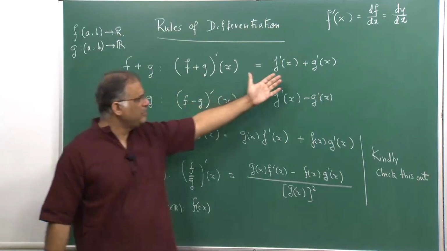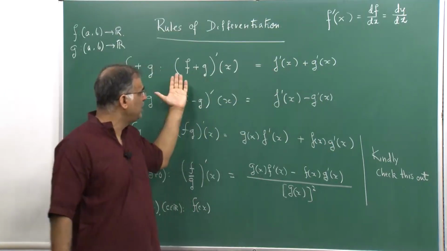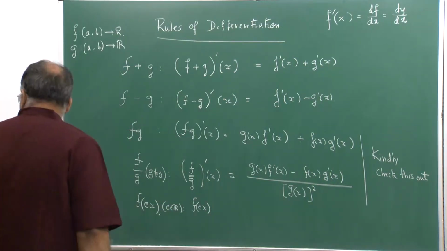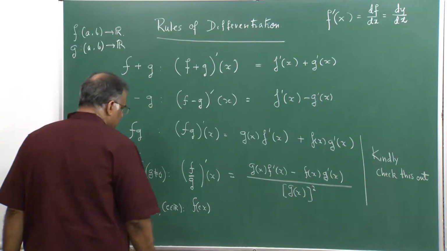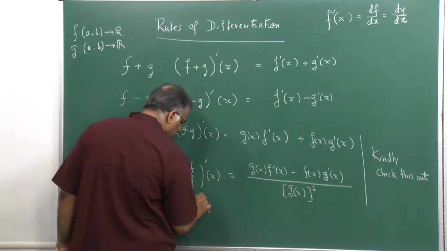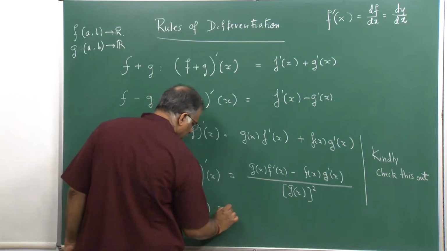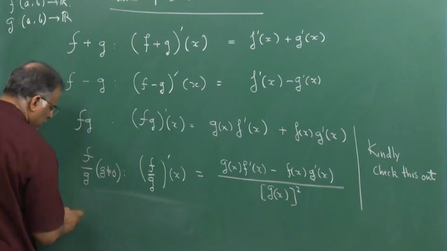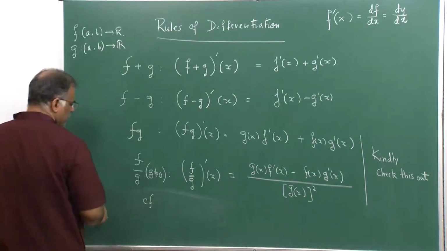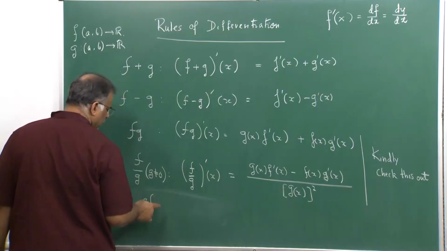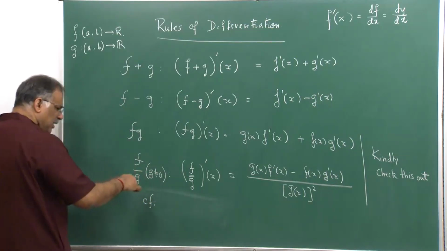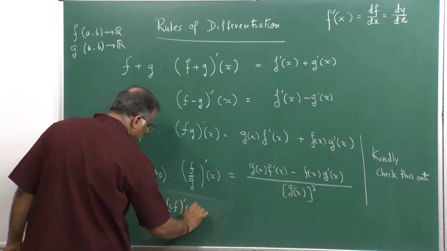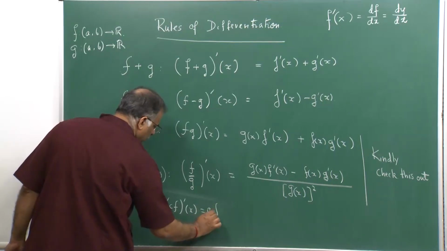So, if I know the derivative of this and this at this point x, then I know the derivative of f plus g at the point x, and so on and so forth. So, if I want to find the derivative of this, sorry, it should be c f. So, c f at x is nothing but c times f of x. So, when you take this function and try to find the derivative at x, this gives you c f dash x.